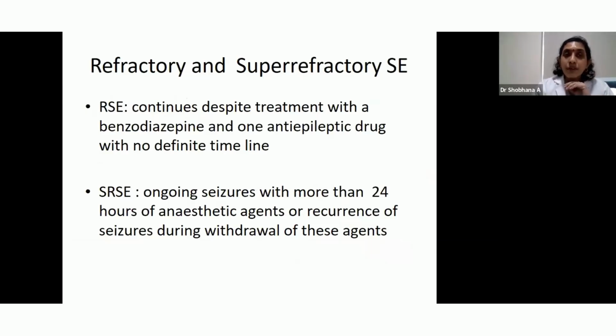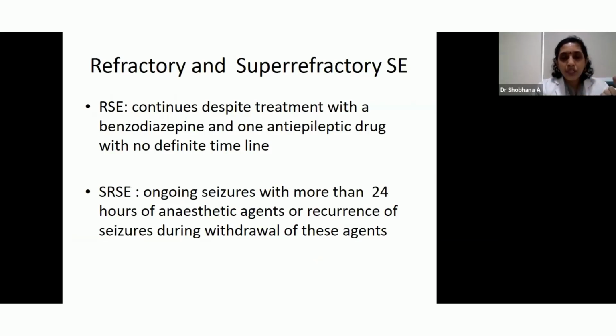Now, what is refractory status epilepticus? For status epilepticus, the first line of management is a benzodiazepine, namely what you know as lorazepam or midazolam. And if it doesn't stop, you add one anti-epileptic drug, the drug of choice these days being levetiracetam, and if it doesn't stop at that, we call it a refractory status epilepticus. And what is super refractory status epilepticus?